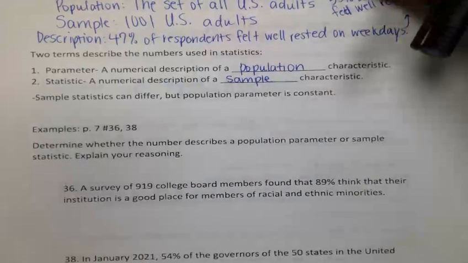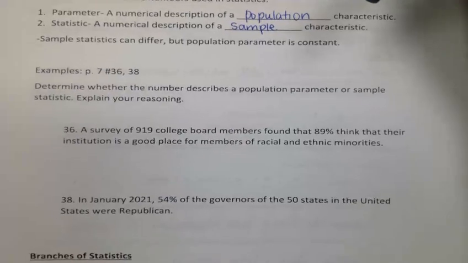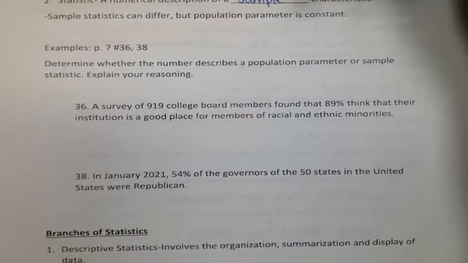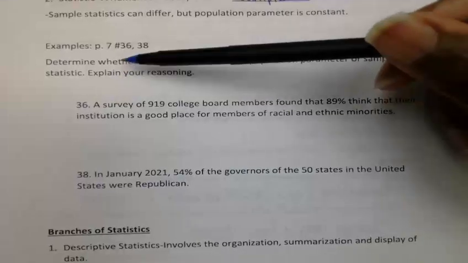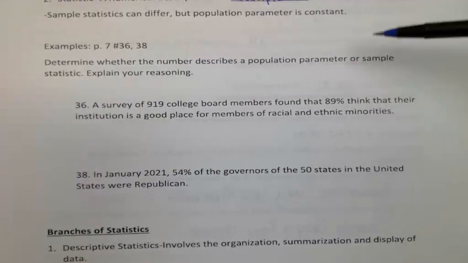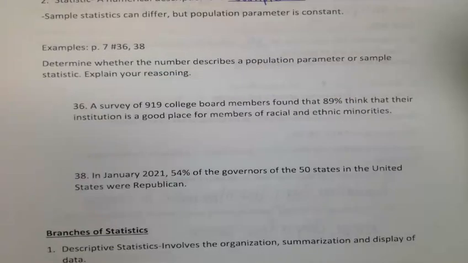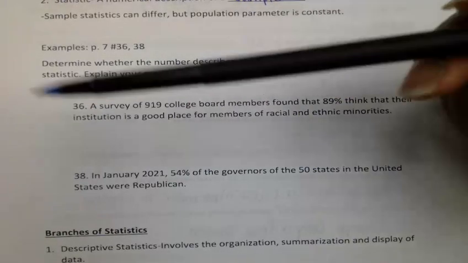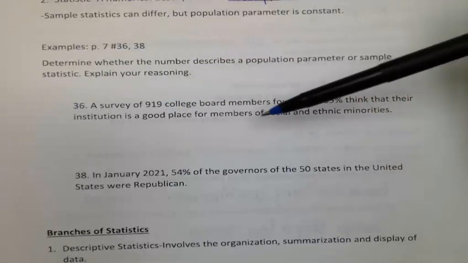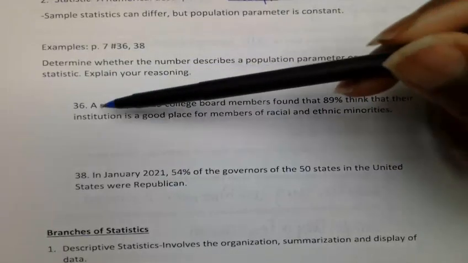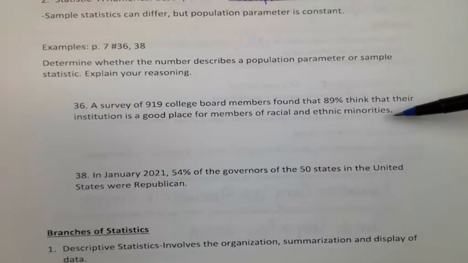All right, let's look at some examples of parameters and statistics. It's page 7 in your book, number 36 and number 38, unless it's an updated edition. Determine whether the number describes a population parameter or a sample statistic. Explain your reasoning. All right, a survey. Okay, survey means normally they're taking some people. A survey of 919 College Board members found that 89% think that their institution is a good place for members of racial and ethnic minorities.